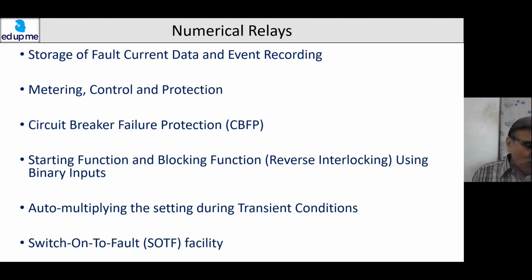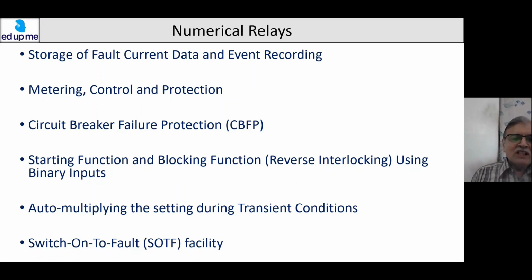And one very important facility is switch on to fault, SOTF. It means whenever you are switching on to a fault, when the fault is already existing, say the earthing switch is on and you are making the breaker on, therefore the fault is already existing. So why go for a delay? Particularly with the breaker at one end and the earthing switch at the other end of the transmission line, the relay will go to the second zone of the distance relay, or to the time delayed zone of the overcurrent relay. So you will take time.